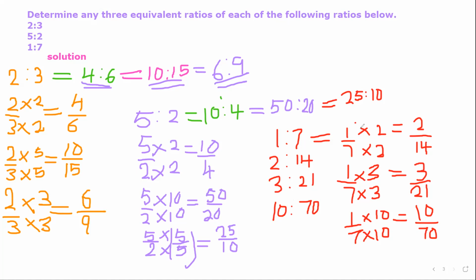So this is how to determine 3 equivalent ratios of each of the following. Once you have a ratio, you change it to a fraction. Then you think about any numbers, okay? Exclude the 1, because when you use 1 to multiply any number, you get the same thing. So you just think about counting numbers from 2 and above, to multiply the numerator and at the same time the denominator.